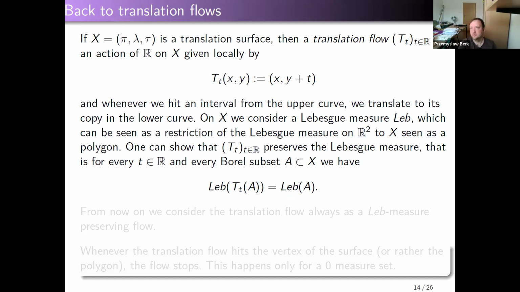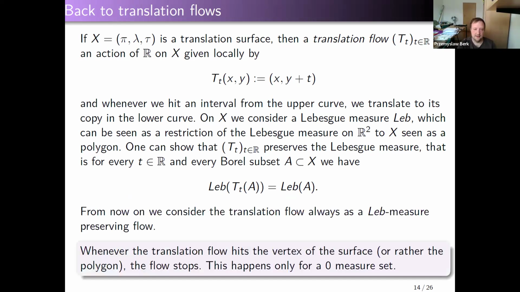So a measure preserving flow should come with a measure that's being preserved. In my case, it's going to be a Lebesgue measure. And as I already said, whenever we hit the vertex, we stop, but the points where we hit the vertex form a zero Lebesgue measure set. So from my point of view, they are not that interesting, although they are interesting from other points of view. But everything is interesting. For now, you can think that they are not interesting.